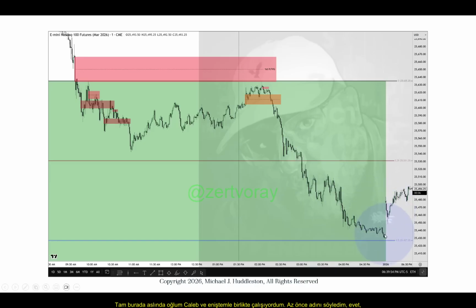We have the new week opening gap presently today formed there. But that's a nice drop off.